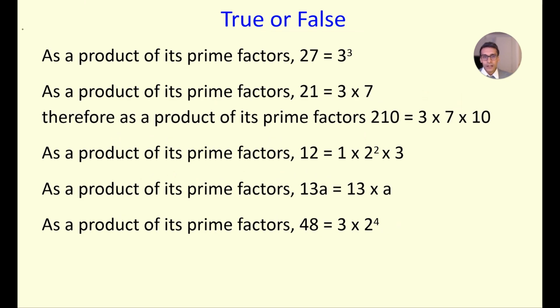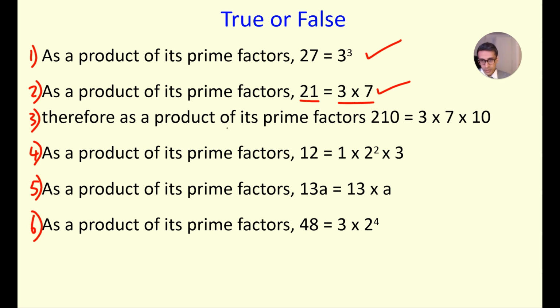Okay. Finally, quick true or false. Pause the video and decide whether these are all true or false, and then I'm going to go through them. Okay, if you need more time, pause the video. Here come the answers. As a product of prime factors, 27 is 3 squared. So I meant to say 3 cubed. This is true. As a product of prime factors, 21 is 3 times 7. We can see that this is also true because 3 and 7 are prime.